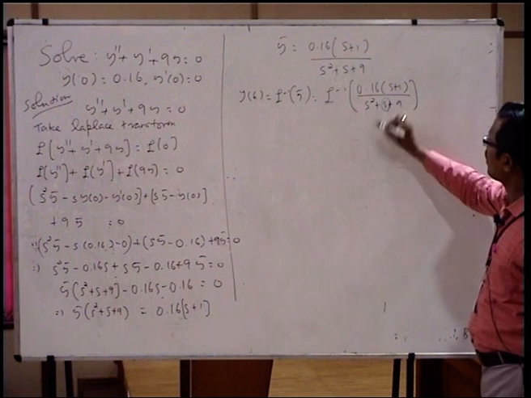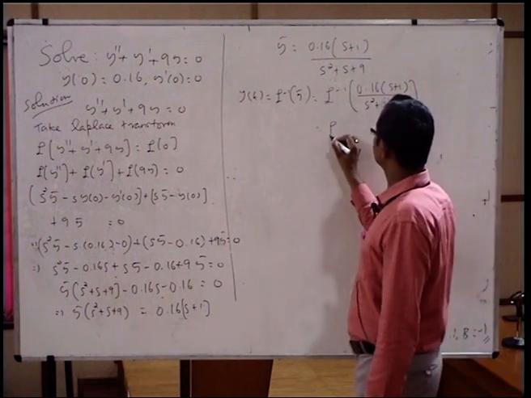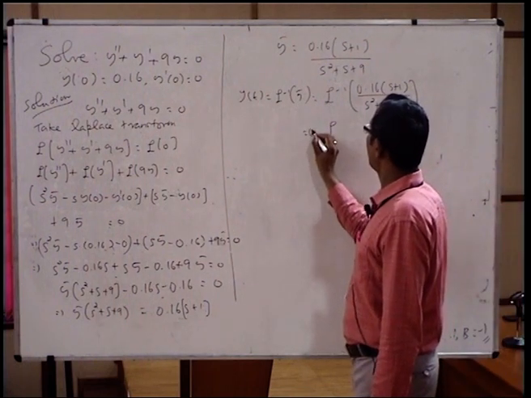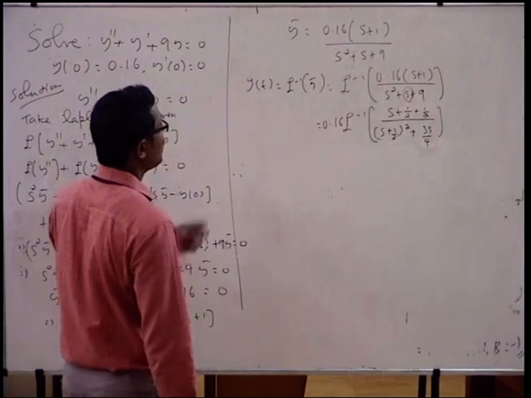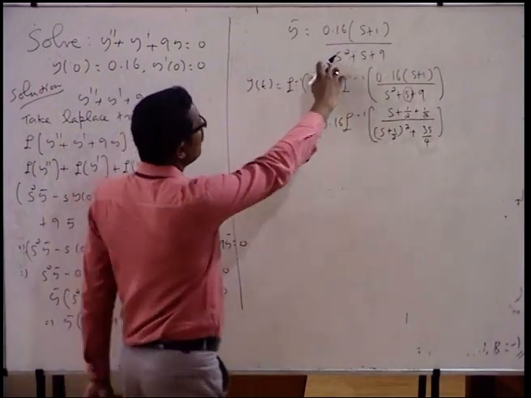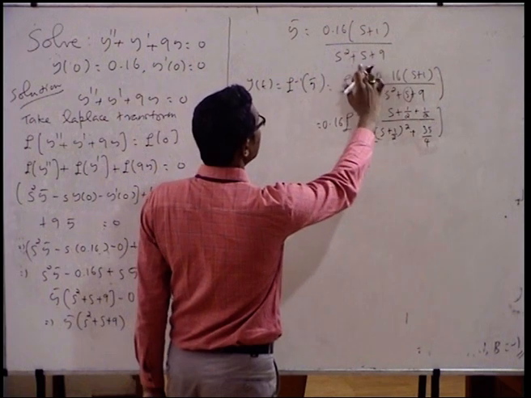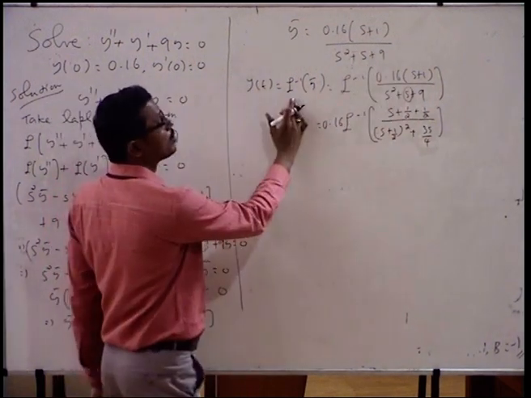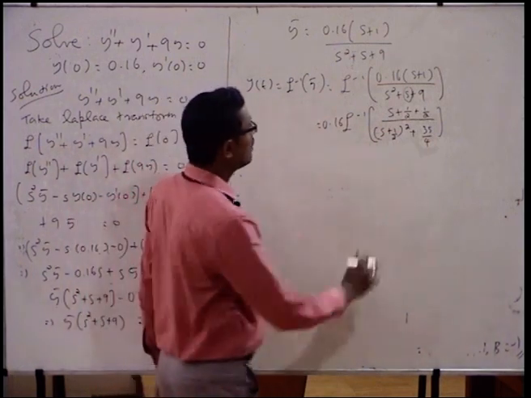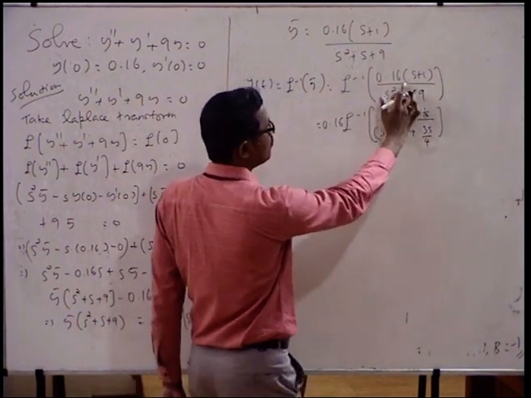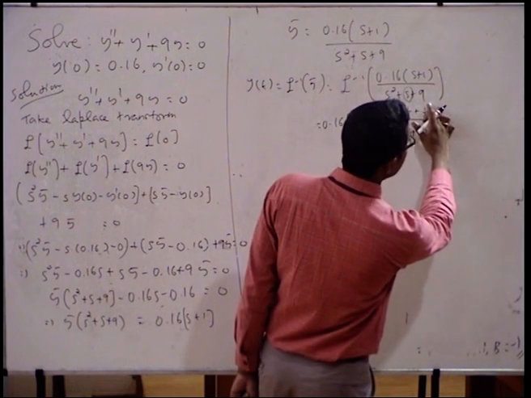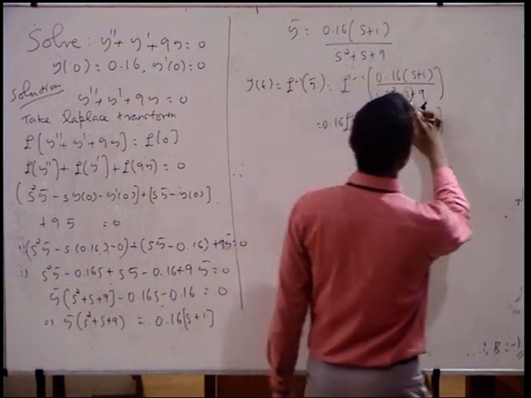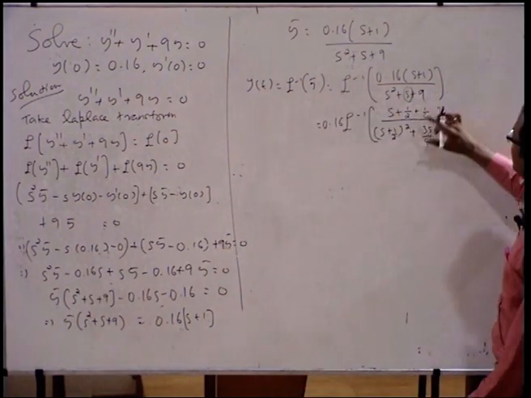So, the coefficient of s is 1. I can write this as y bar equal to 0.16 into s plus 1 by s square plus s plus 9, so that we get y of t equal to L inverse of y bar, which is L inverse of 0.16 into s plus 1 divided by s square plus s plus 9.